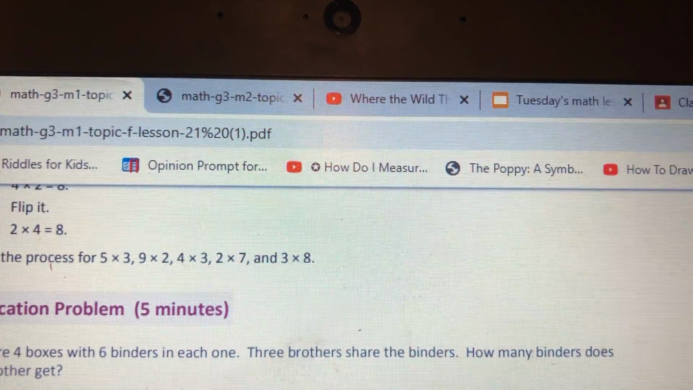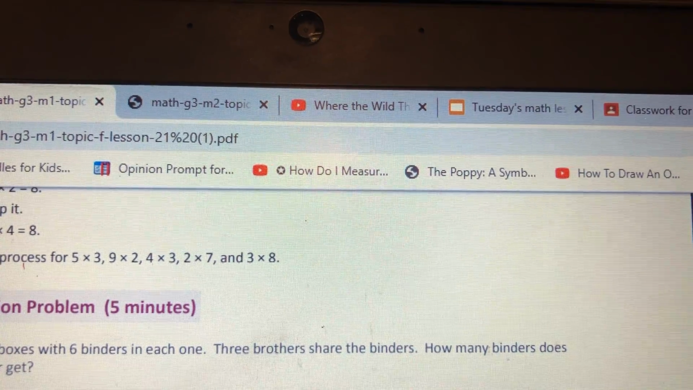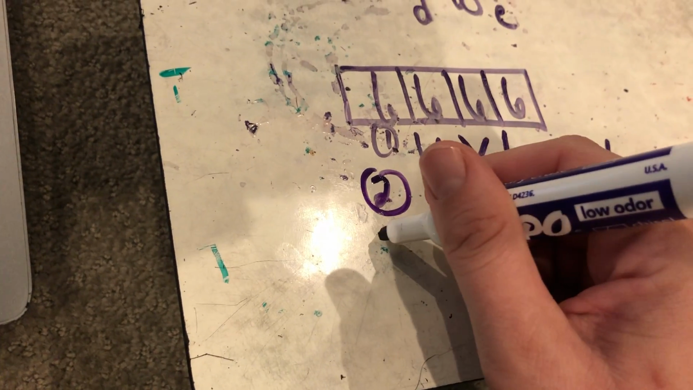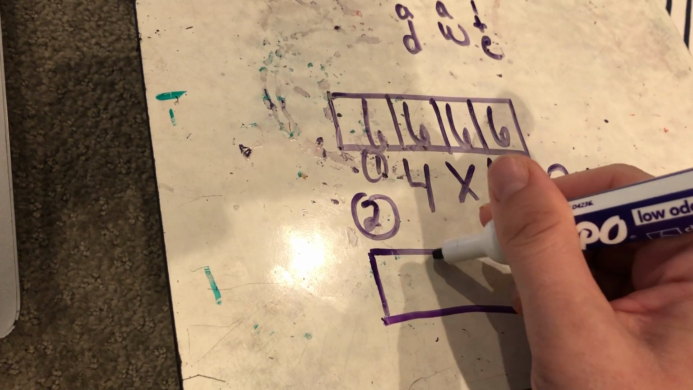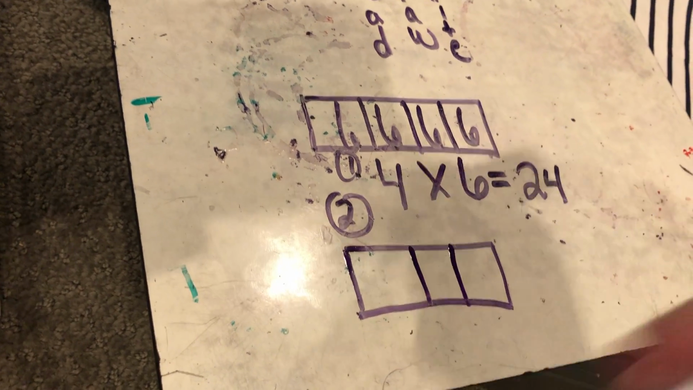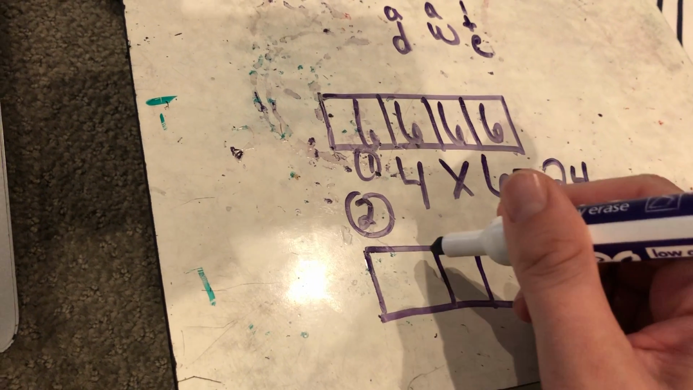Okay, your next step says 3 brothers share the binders. When it says share, that means divide. Okay, you're taking a big number and you are making it smaller. How many binders does each brother get? Okay, so our second step, I'm going to put 3 boxes. These 3 boxes on our tape diagram represent the 3 brothers. Okay, now I've taught the kids you can put 1 in each box until you get to the total, which is 24. So I'm going to put 1 in each box.